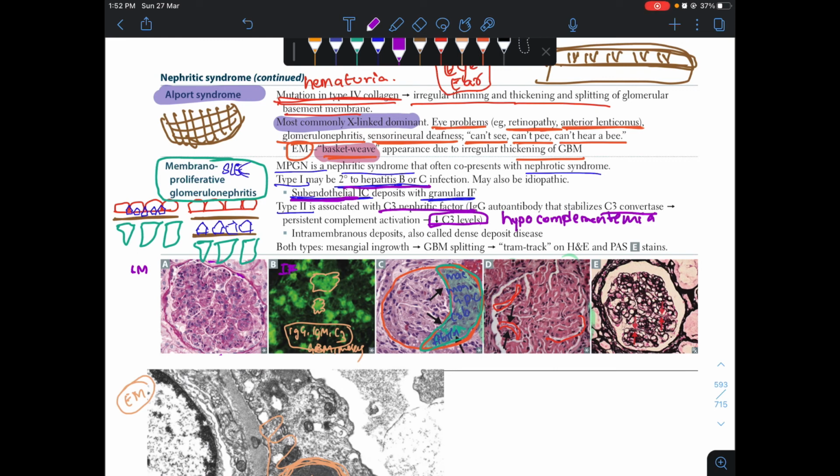Type 2 is caused by C3 nephritic factor, and here deposition will be on the intramembrane, that is basement membrane, and this is also called dense deposit disease. And in both types there will be GBM splitting, that is glomerular basement membrane splitting. This is termed as tram track appearance.